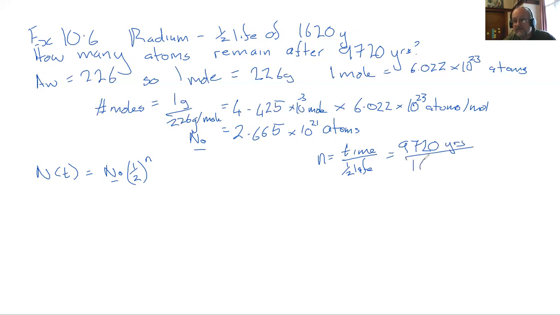over 1,620 years per half-life equals, let's get lazy, here's a calculator, 9,720 divided by 1,620 equals 6 half-lives. So that's 6 half-lives. So now we can actually stick this into this formula.